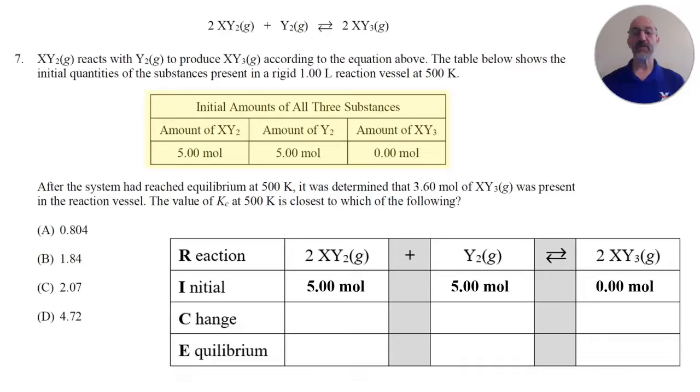Now what I'm going to do is fill in the change row of the RICE table, but since I don't know exactly what these values are, I will refer to the change in terms of an unknown quantity x. So take a look at the change row of the RICE table. I will write minus 2x, minus x, and plus 2x. Now I am using a minus sign to represent a decrease in the amount of the reactants XY2 and Y2, and I'm using a plus sign to show an increase in the amount of the product XY3. So minus for decrease and plus for increase.